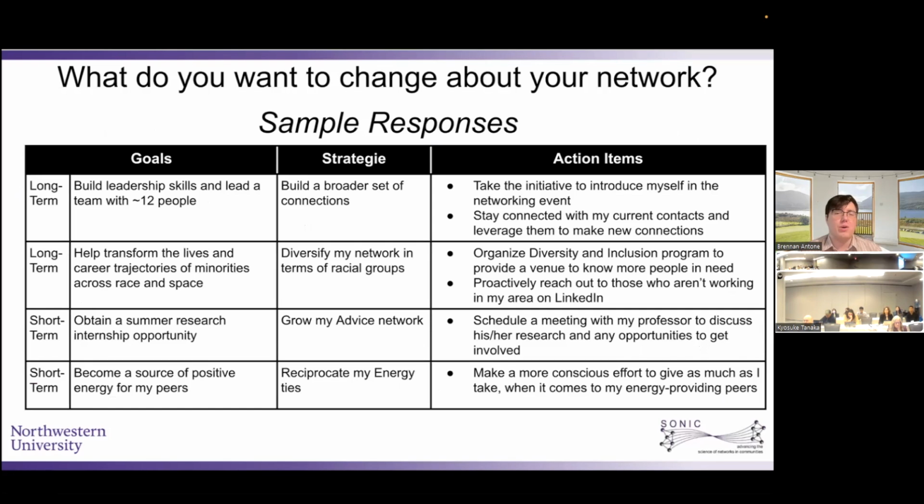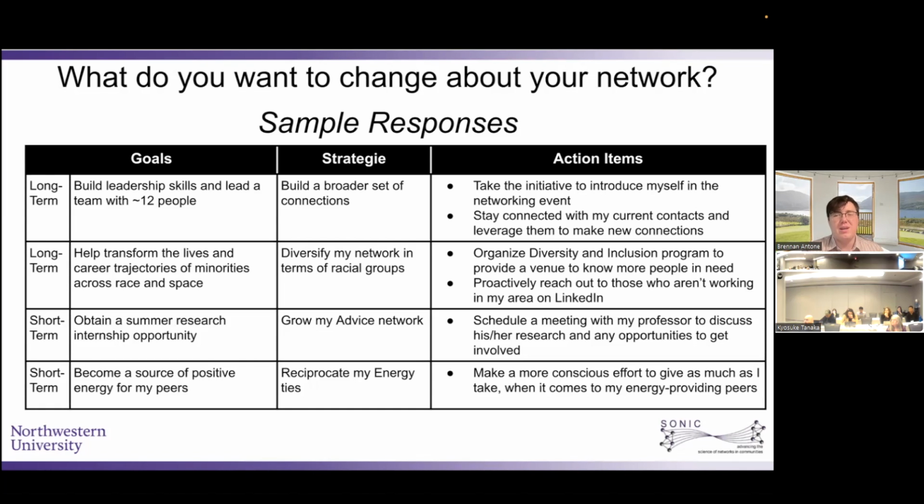This final slide has the idea of goal setting. Thinking about either the long term or the short term, if I have a specific goal, how do I translate that into action items? So we walk people through the process of, if I want to accomplish certain things, how can I translate that into specific actions I want to take in my social network to help me build connections or leverage my existing connections better?